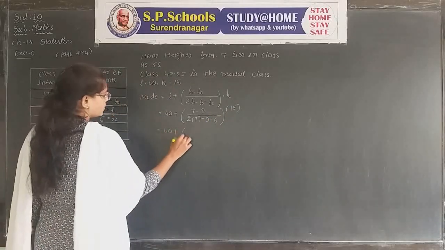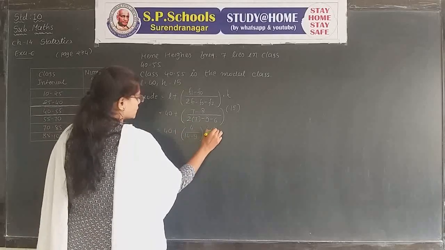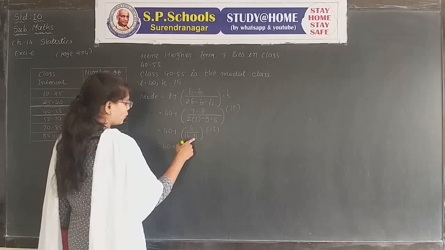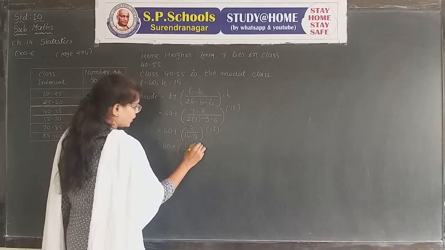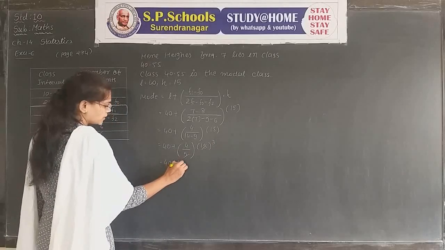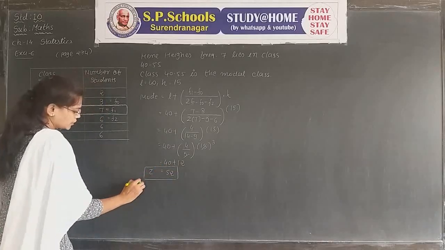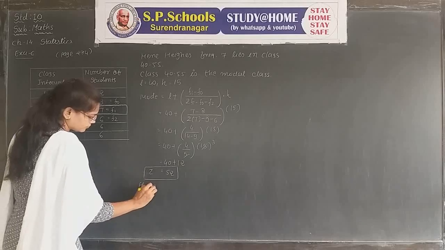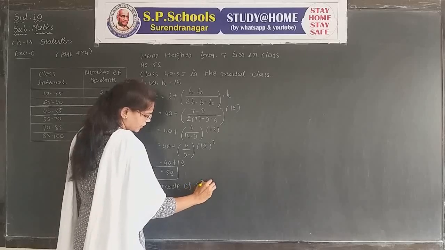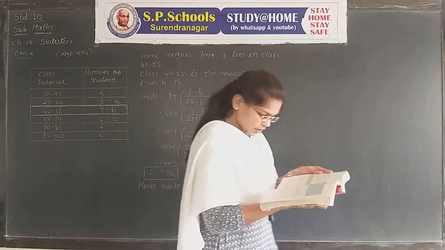40 as it is, 7 minus 3 which is 4, upon 14 minus 9, here is the 15. 40 plus 4 upon 14 minus 9 is equal to 5, into 15. 5 3s are 15. 40 plus 4 3s are 12, which is 52. The mode of the given data is 52. In the question, one another thing is given.